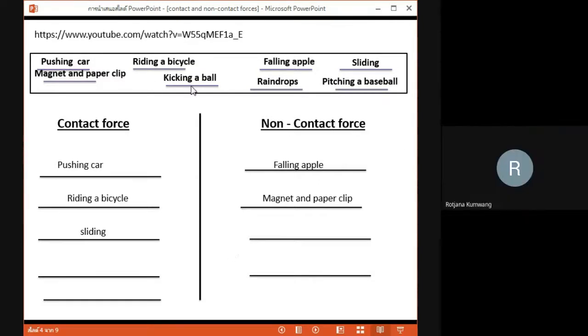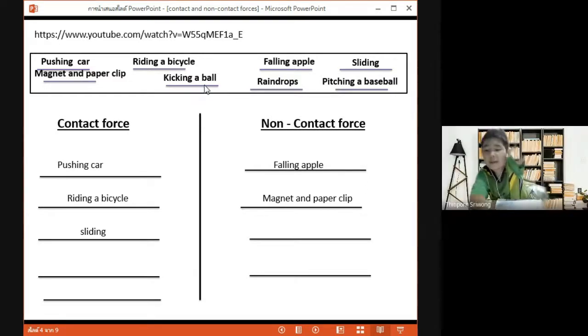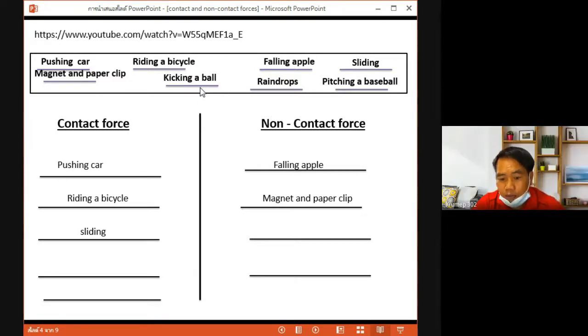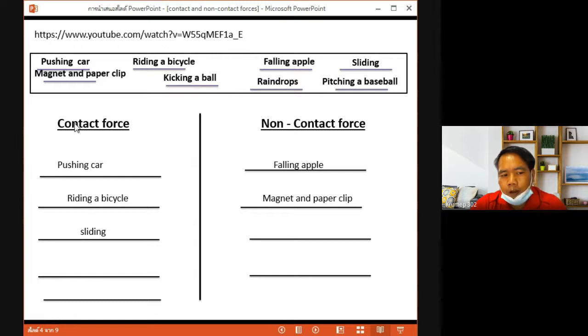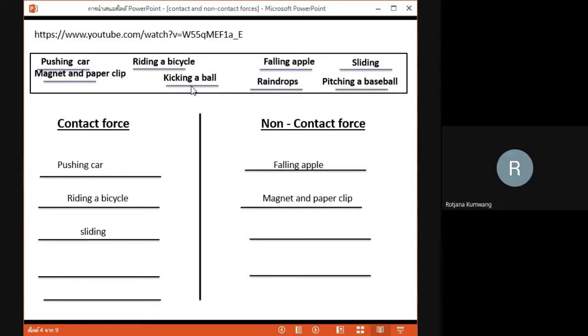Okay, next, kicking a ball. Is it an example of contact force or non-contact force? You don't need to answer quickly.